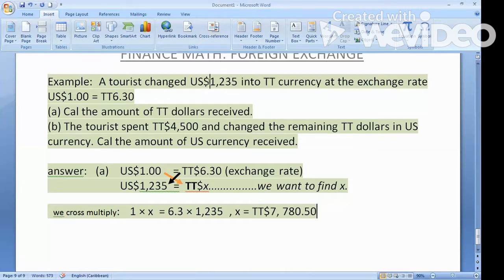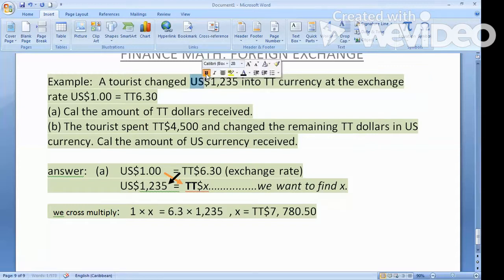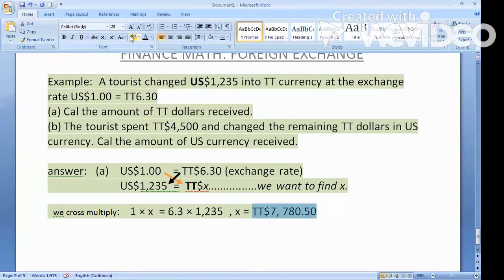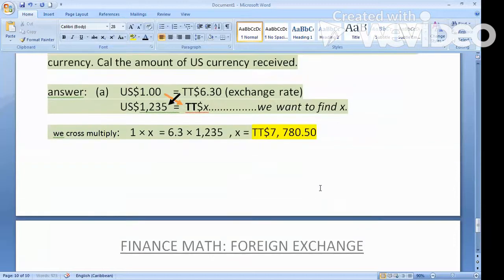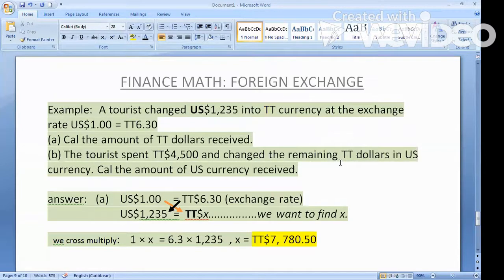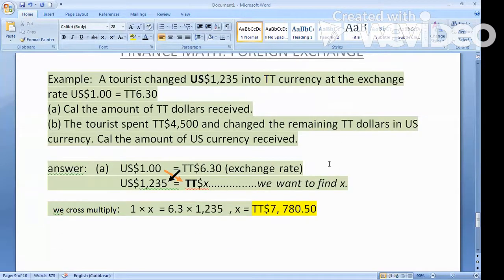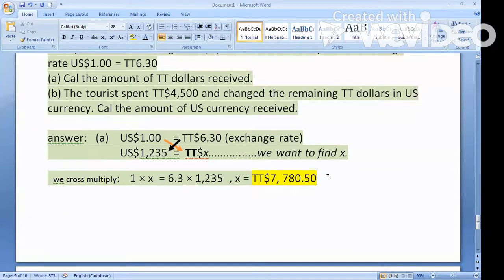So after changing 1,235 US, this is what he or she gets. Any questions? Are you guys following? All right, let's look at part B.